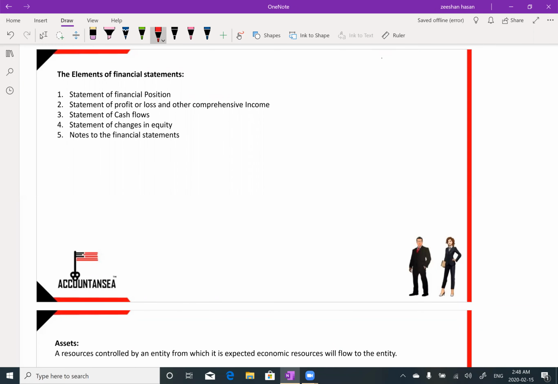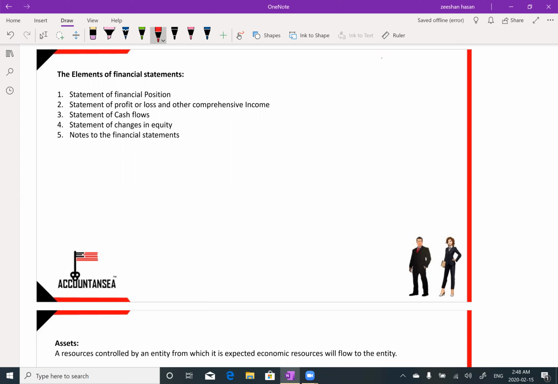All right, the final session of this area is elements of financial statements. There are five elements of financial statements, as you can see: the statement of financial position, statement of profit and loss and other comprehensive income, statement of cash flows, statement of changes in equity, and notes to the financial statement.